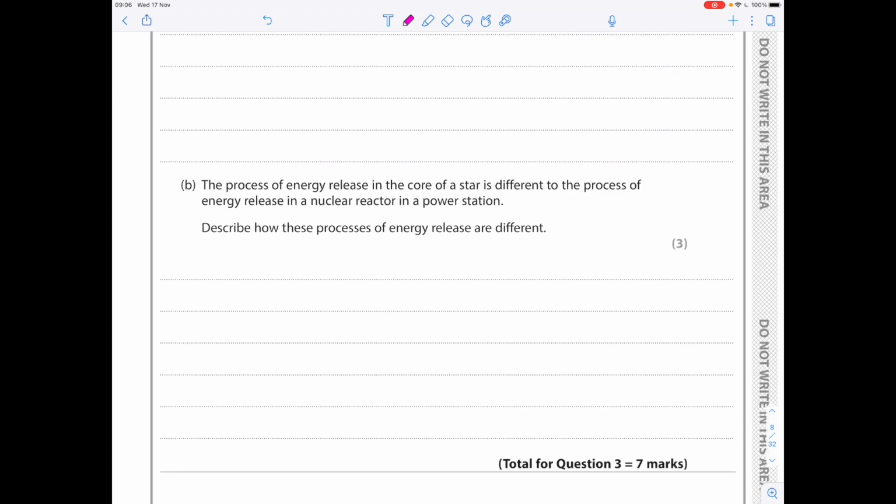The process of energy release in the core of a star is different to the process of energy release in a nuclear reactor in a power station. Describe how the processes of energy release are different. Okay, well we have 2 completely different reactions here. The star, remember, is nuclear fusion, so the fusing of nuclei. In a nuclear reactor, you've got nuclear fission, which is the splitting of the nuclei.